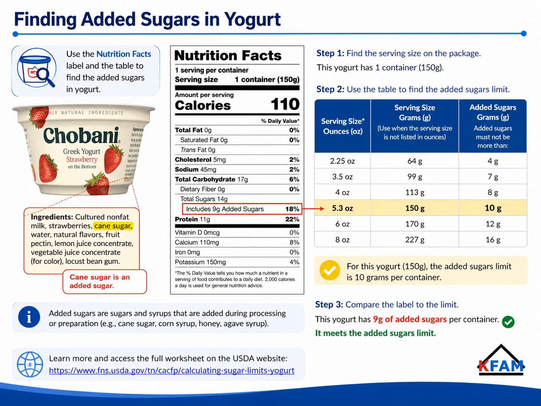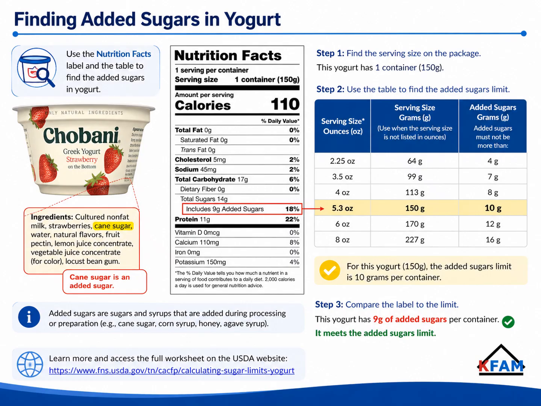Step 3. Compare the nutrition facts label to the limit. This yogurt contains 9 grams of added sugars per container. Because 9 grams is below the 10-gram limit, this yogurt meets the CACFP added sugars requirement. The slide also highlights that cane sugar is considered an added sugar.